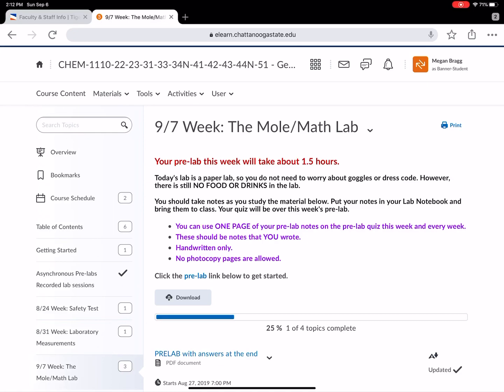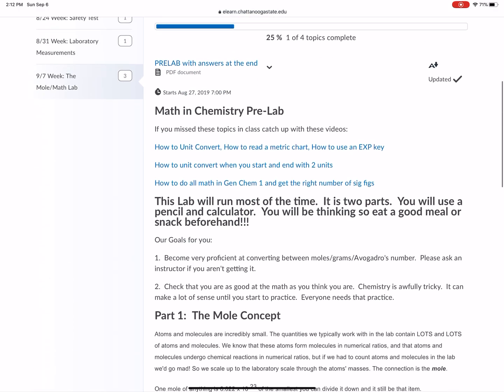Hello, the lab this week is the Mole Mat Lab. This is your opportunity to practice the chemistry that you're going to be using the whole semester. That's why we're doing this lab, because it's so very important. First thing you're going to see is the pre-lab.